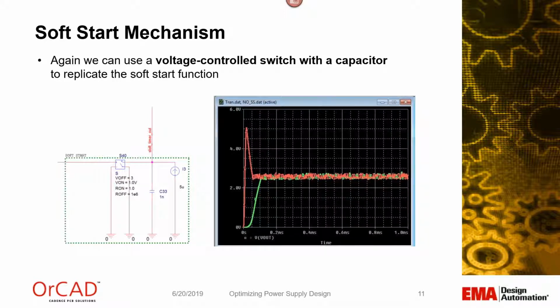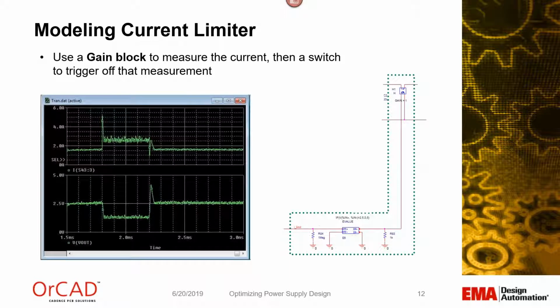With the soft start function, we can use a voltage controlled switch tied to a capacitor so that you can see here we'll gradually ramp up our output voltage instead of having a huge spike and way overshooting our desired output voltage goal before settling to that desired level. So make sure you are able to replicate that effect so that you not only get an accurate behavior, but you don't cause convergence issues with those huge voltage jumps.